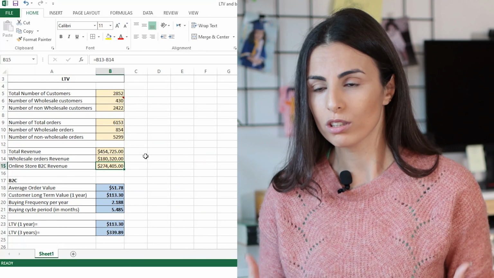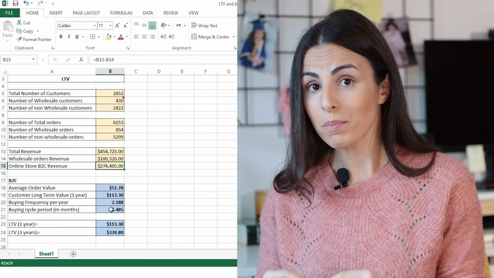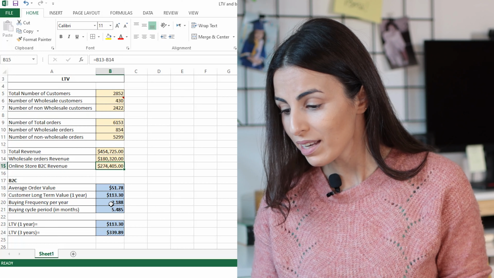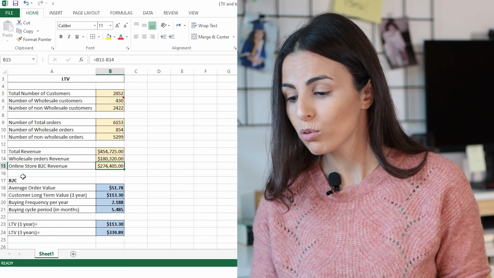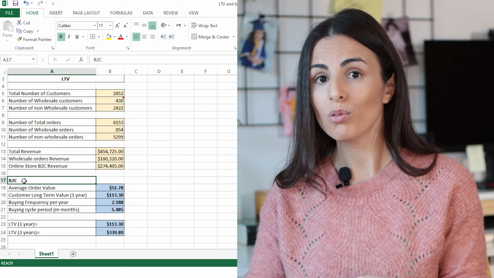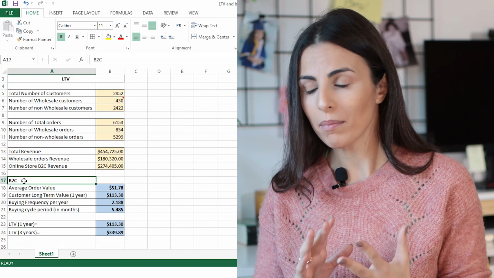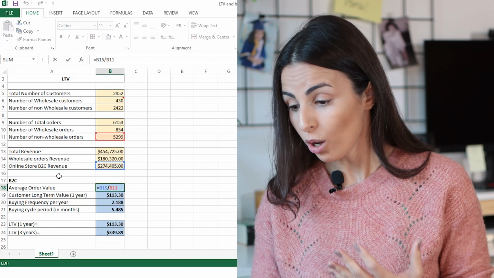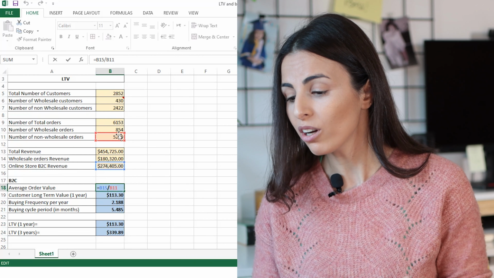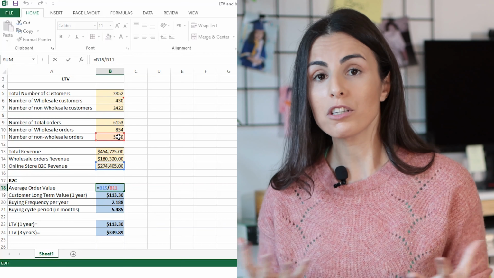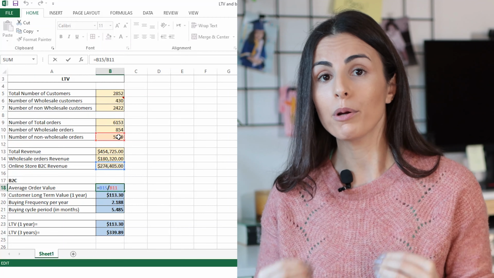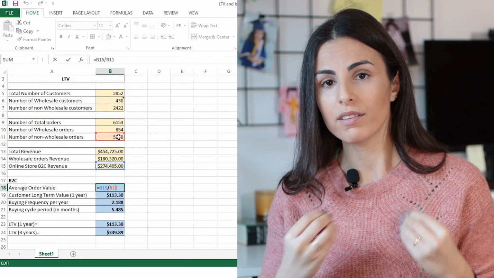Below this, you will find the blue cells, and these are cells that you don't need to touch. They are simply calculations made by the Excel sheet. Okay, and all of these metrics in here are related to B2C. So I have avoided including any wholesale number within my calculation. So for the average order value in here, I have divided the online store revenue over the number of non-wholesale orders. So I know how much money I made out of my customers, and I have divided this number by the number of orders to know the average order value.